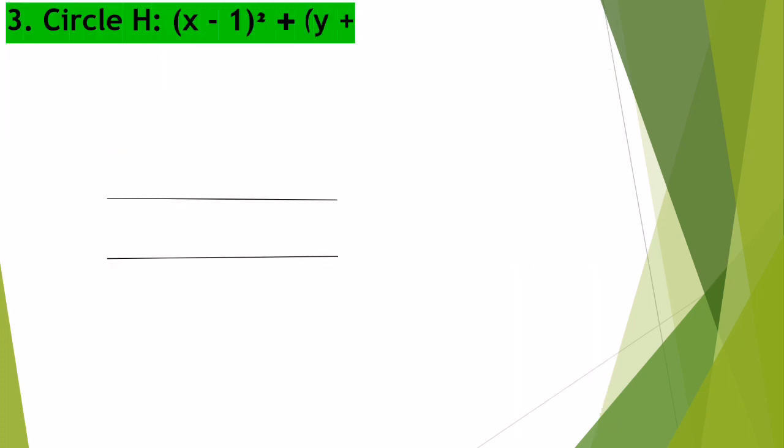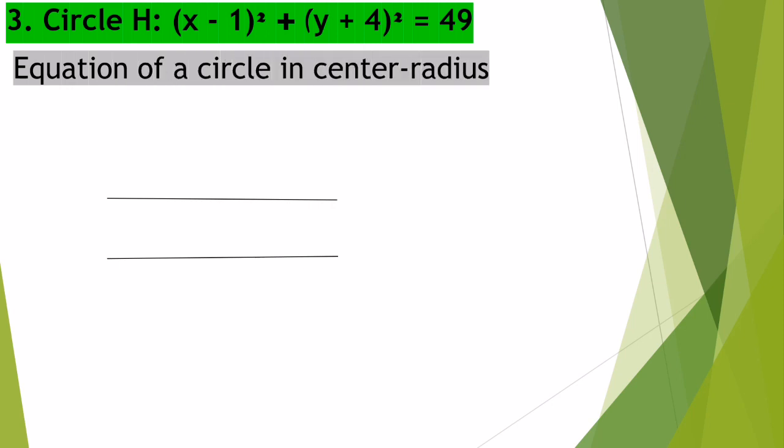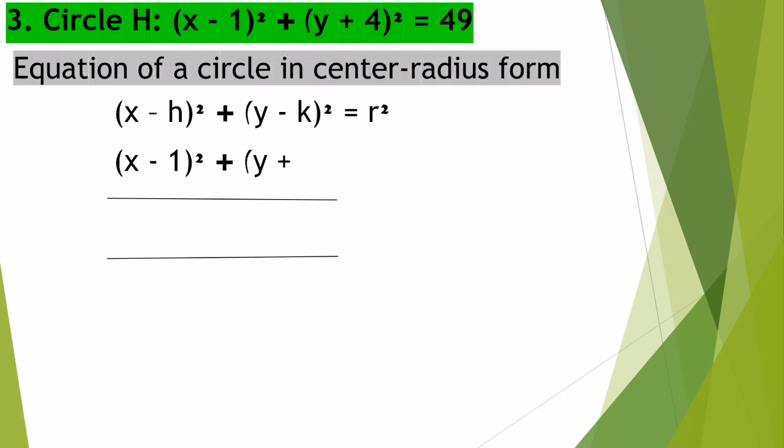So, number 3, meron tayong circle x minus 1 squared plus y plus 4 squared is equal to 49. Again, gagamit tayo ng equation of a circle in a center radius form, which is x minus h squared plus y minus k squared is equal to r squared, wherein h is the x coordinate, k is the y coordinate, and r is our radius. And then, copy ang ating given, which is x minus 1 squared plus y plus 4 squared is equal to 49.